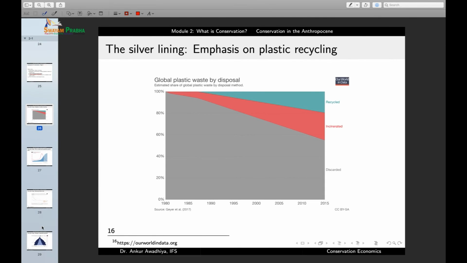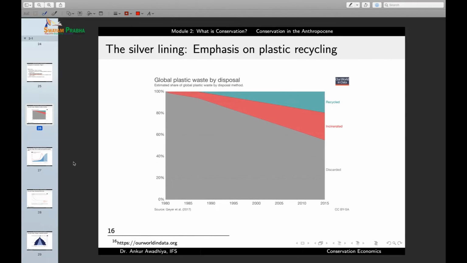Now, not everything is going that badly, because we can also see a number of silver linings. There is a greater emphasis on recycling of resources, recycling of things like plastic. If we see the percentage of plastic that was recycled in the 1980s, there was hardly any. But today almost 20% of plastics is getting recycled. Of course, the amount of production has also gone up. The amount of waste that we were generating in the 1980s was nothing compared to the amount of waste that we are generating now. But at least now there is an emphasis to recycle things.